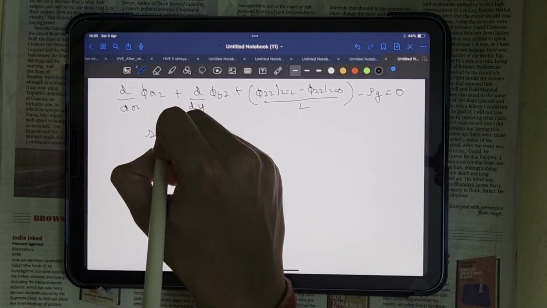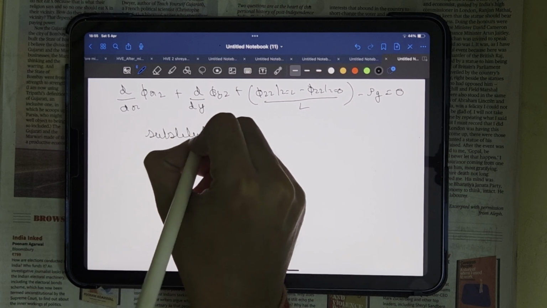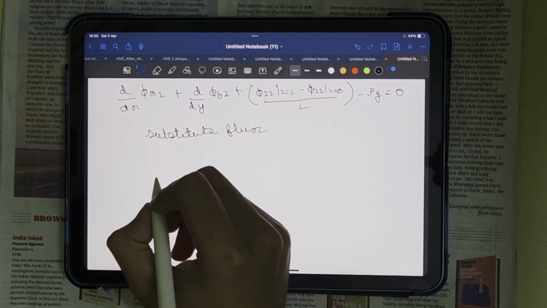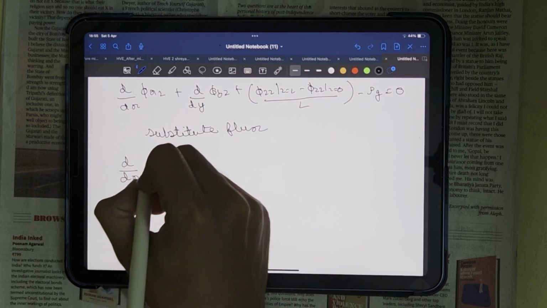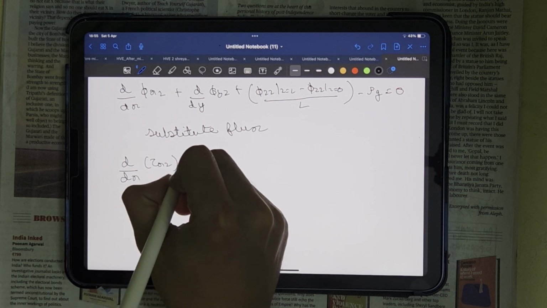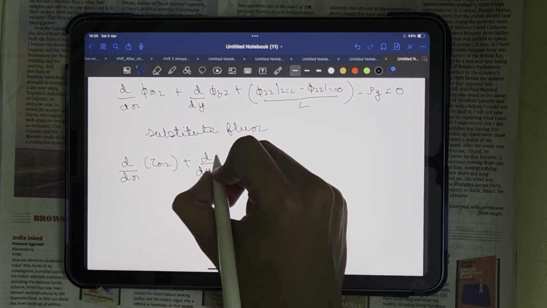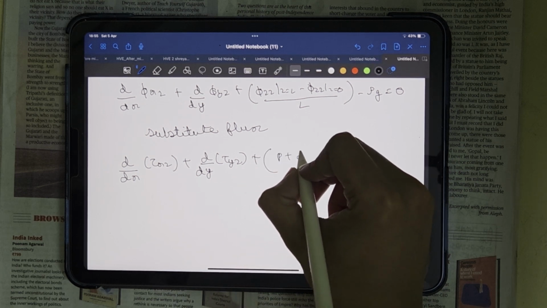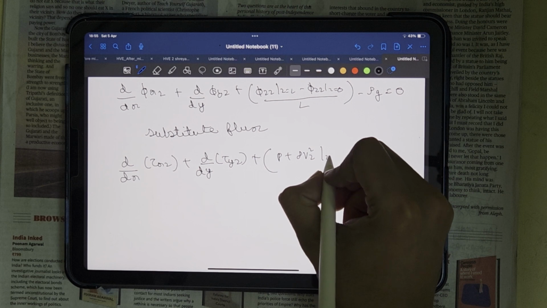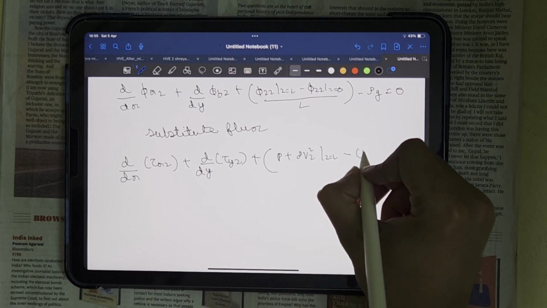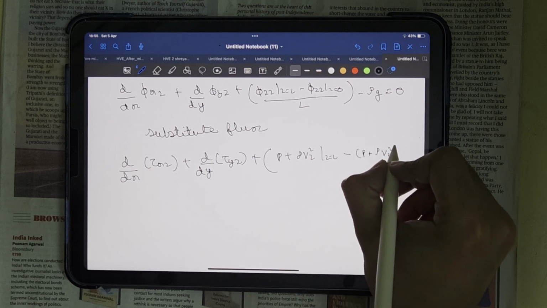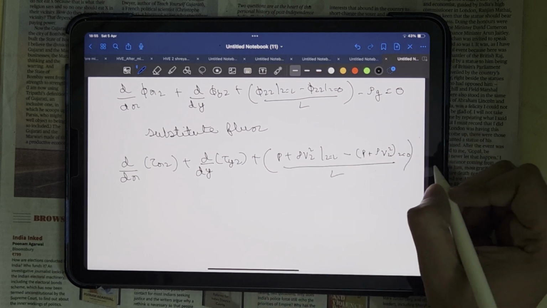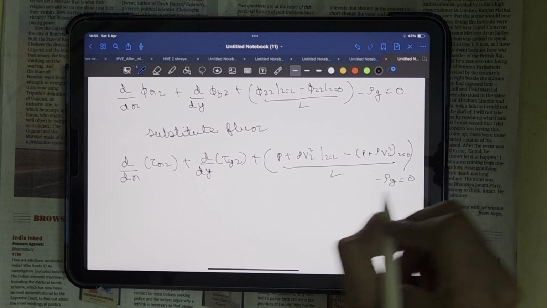So now we will substitute flux. So the equation will become dou by dou x of tau xz plus dou by dou y of tau yz plus p plus rho vz square at z equal to L minus p plus rho vz square at z equal to 0 divided by L minus rho g is equal to 0.